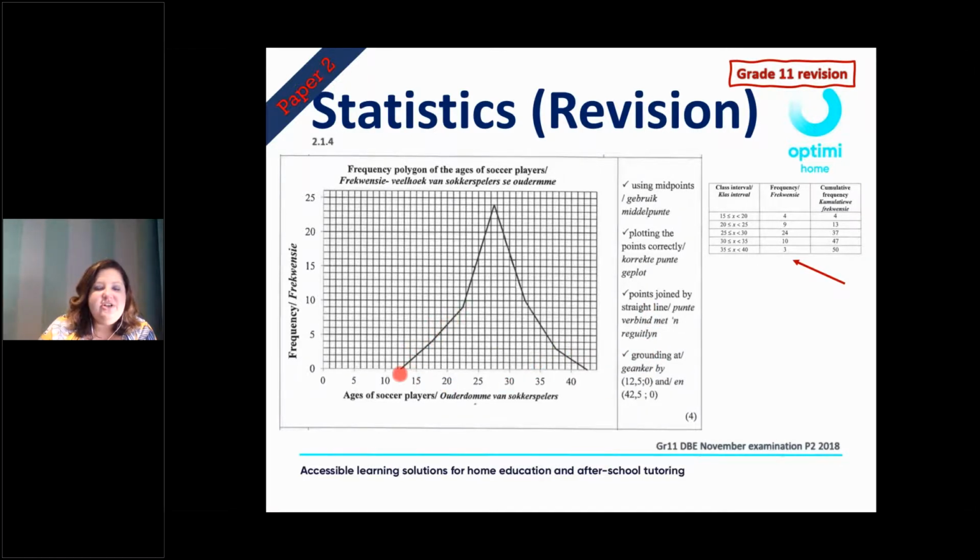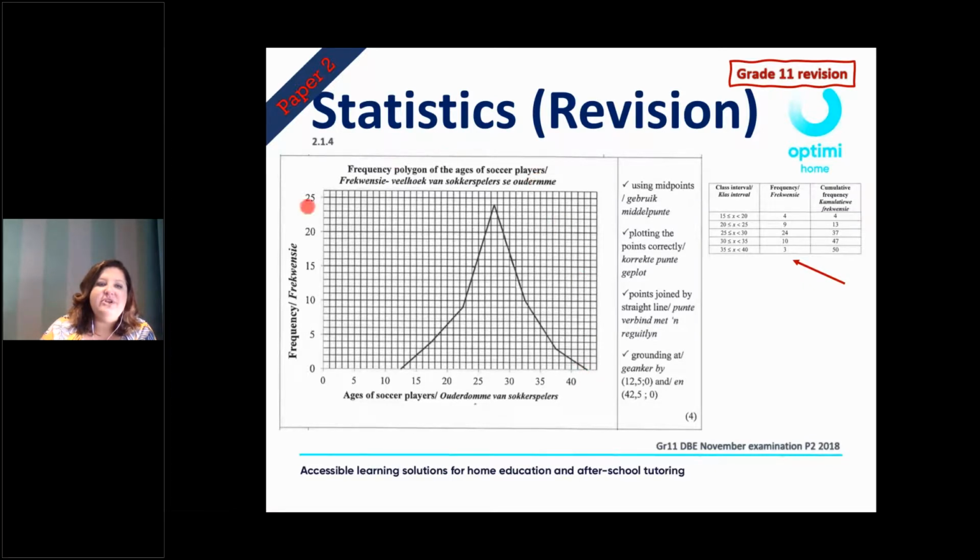Did you take it to 0? So like I said, in the middle of the next or the previous class, if there was one, so there it will be between 10 and 15. So at 12.5, I want to see a 0. And at 42.5, I want to see a 0. So this is where your marks will come from.